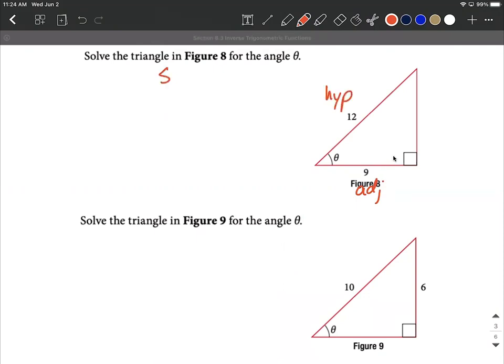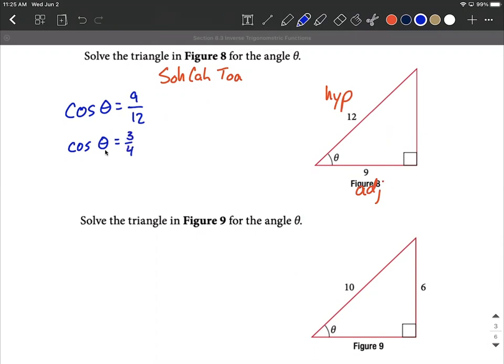And now what we do is we think SohCahToa. All right, so sine is opposite over hypotenuse, cosine is adjacent over hypotenuse, and tangent's opposite over adjacent. Being that ours involves the adjacent and the hypotenuse, I'm going to use cosine. So I can say cosine of theta is going to equal this ratio of the adjacent 9 over the hypotenuse 12. With just a little bit of reducing down, we can say 9 over 12 is equivalent to 3 over 4.